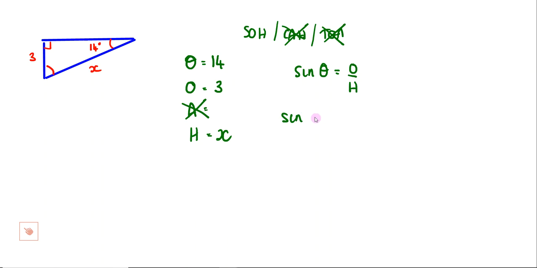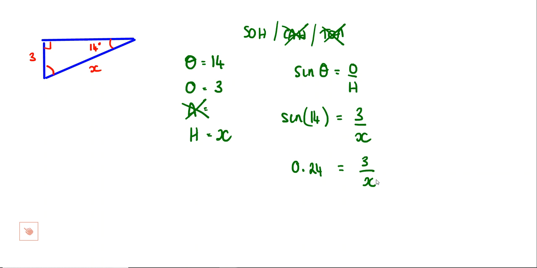So we've got sine of 14 equals 3 divided by x. So what do we do? This is a big moment here. This is where mistakes are made. So the sine of 14 is about 0.24. Okay, you want to do 0.24 equals 3 over x.